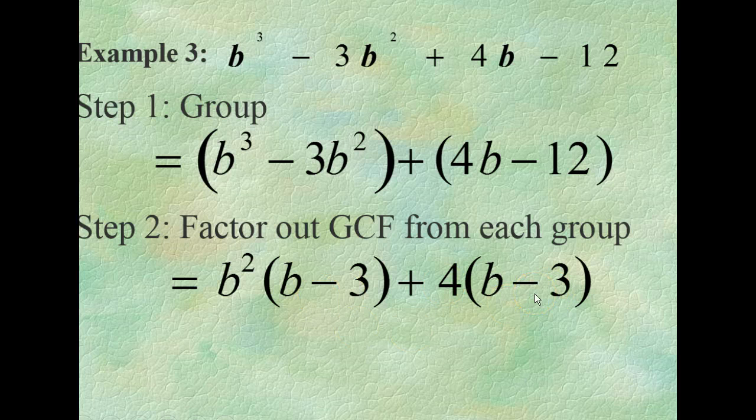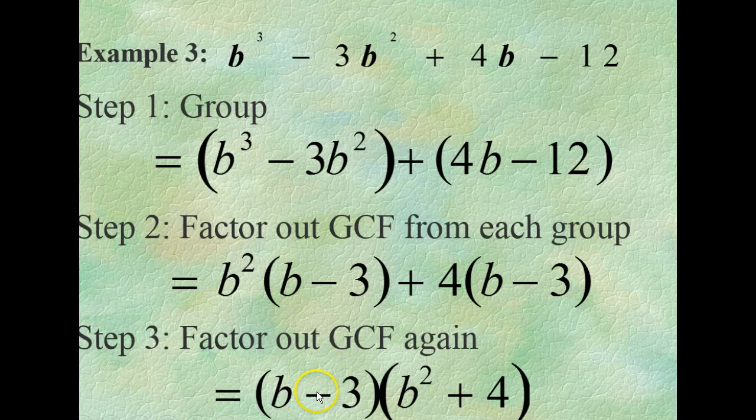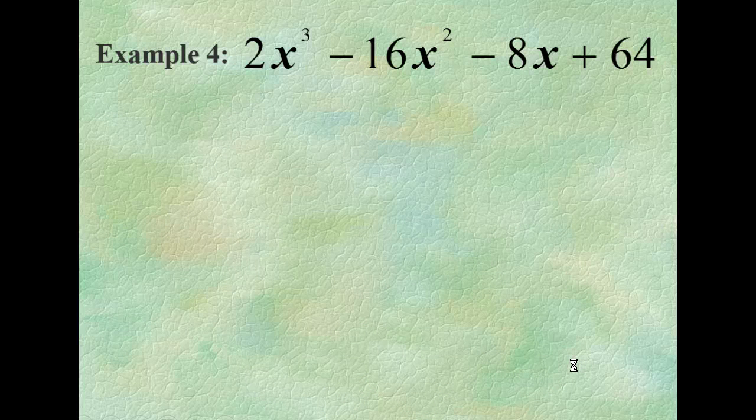Now in this next term, you'll hear me say everything on the outside times everything on the inside. But you also could think of it like this. In these two, what's in common? The b minus 3 is in common, so we could factor that out. Well, what's left over? The b squared and the 4. Okay? Alright, so this is the final answer because neither of these can be factored further, and so we put a box around it. Let's do one more quick example.